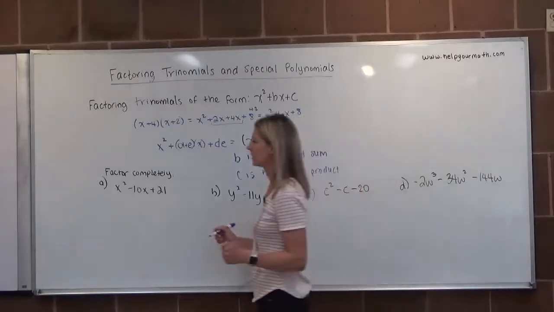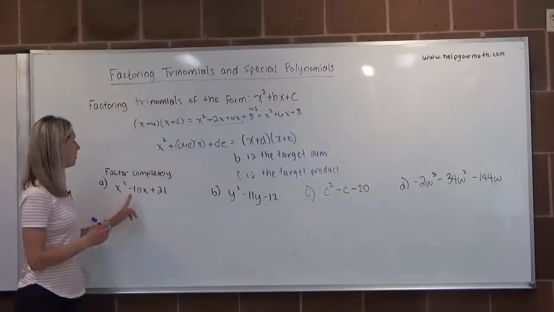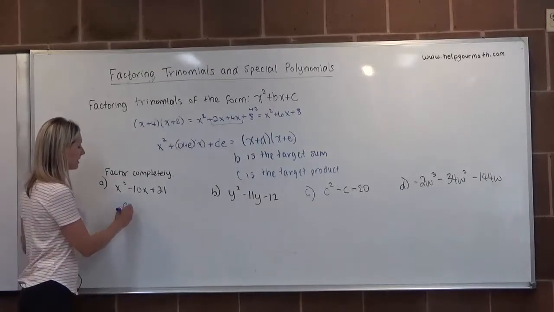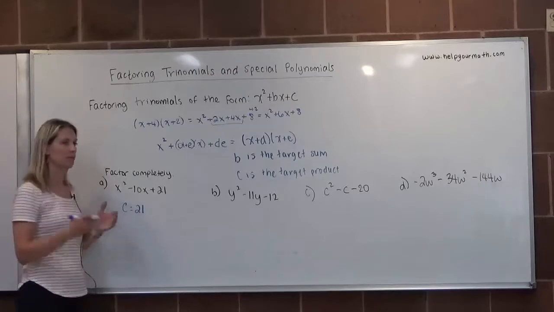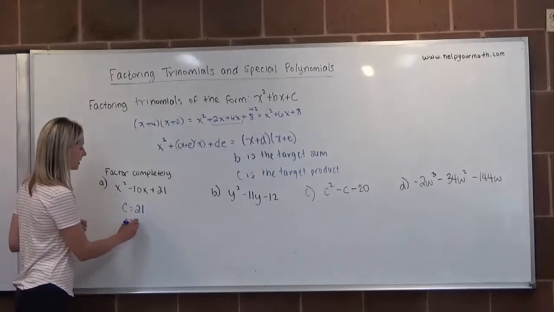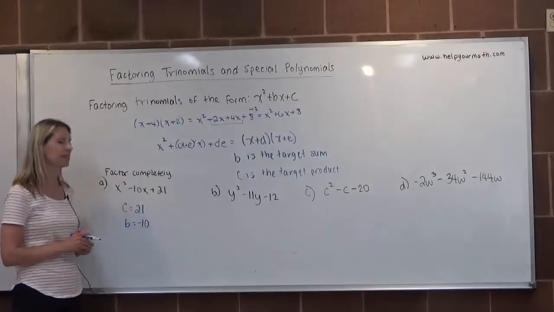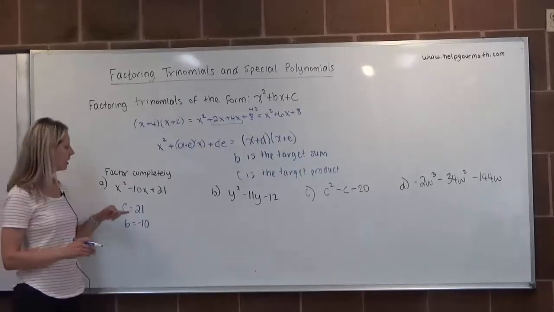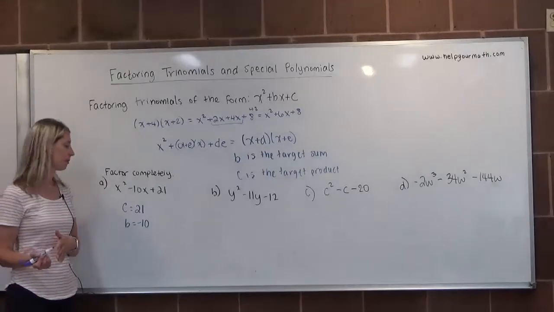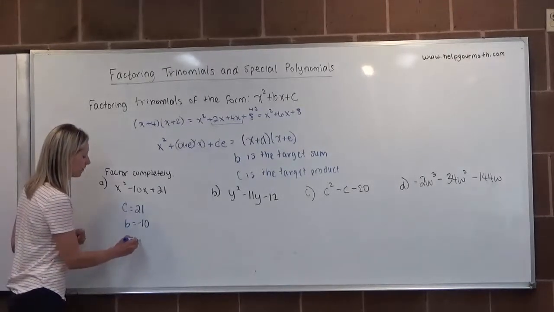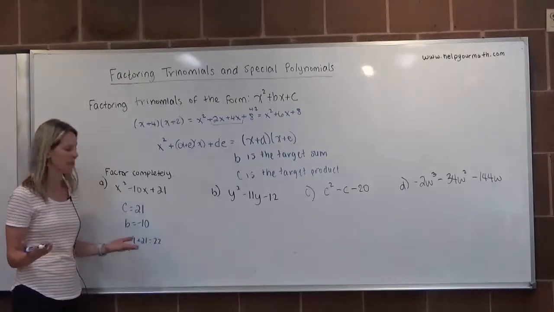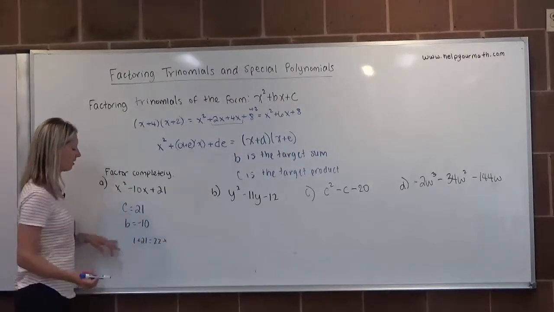So let's look at our first example, letter A. We have x squared minus 10x plus 21. So our target product, our c, is 21. We're looking for two numbers that multiply to 21. But also, the target sum is negative 10. We're looking for two numbers that will add up to negative 10. So 21 has factors of 1 and 21. That won't work because 1 plus 21 is equal to 22. And if you made those both negative, that would be negative 22. So that's not going to do it.